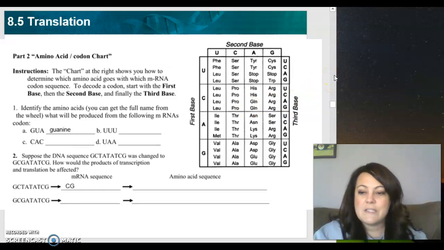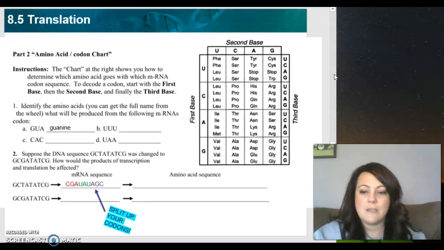The next letter is a T, and that T becomes an A, because remember those base pairs, those rules apply. And then the next letter is an A, and we can't convert that to a T because we're not going from DNA to DNA. We're going from DNA to RNA. So the T becomes a U. And then so forth. We're going to work our way down. The T becomes an A, the C becomes a G, the G becomes a C.